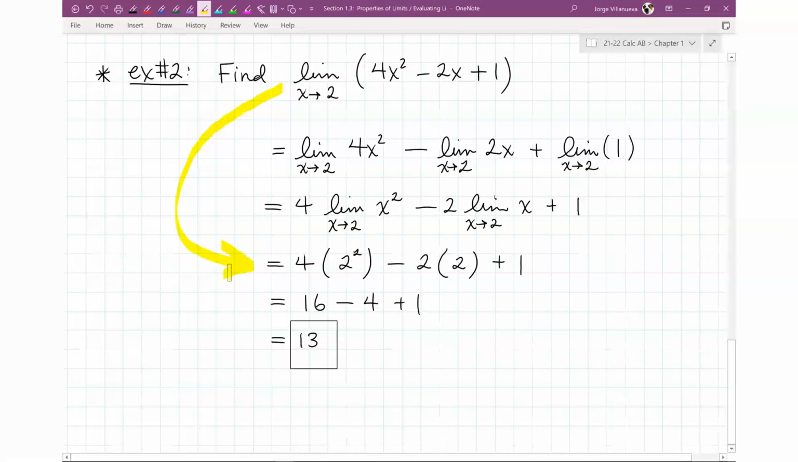The reason why I broke everything up is just to show you the use of all those properties we just talked about. I mean, we didn't use the quotient rule, but we did use the product rule, the scalar rule, the power rule, the sum and difference rule. We used 4 rules to do this. Actually, even the direct substitution, that's another rule, right? So we use 5 rules to do this problem step by step.